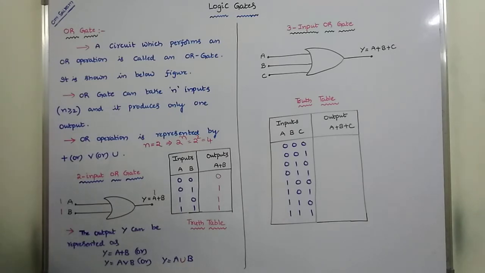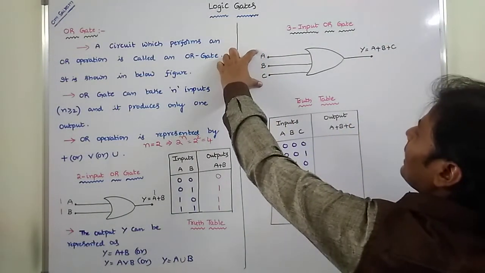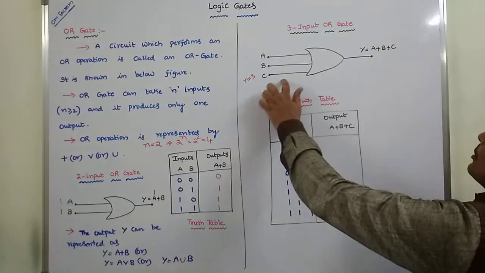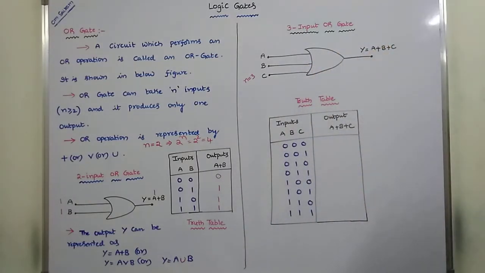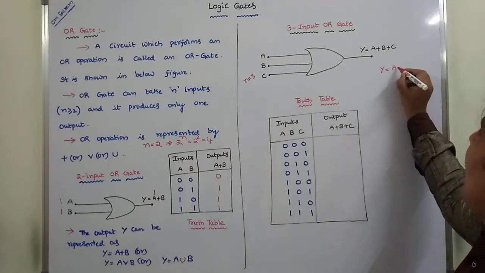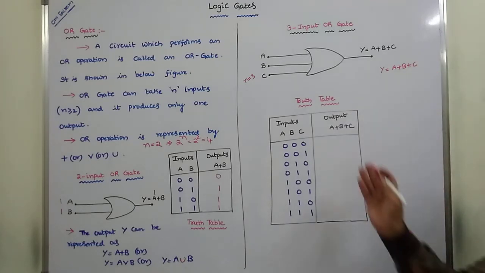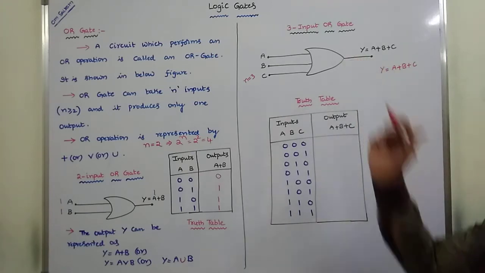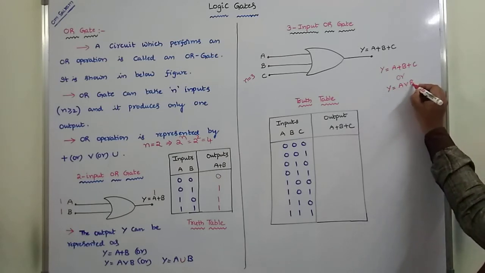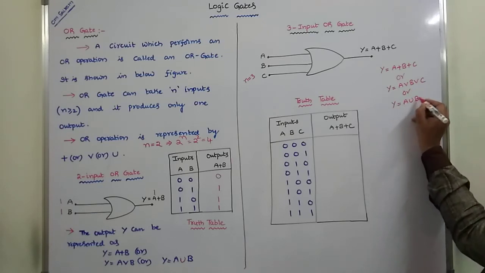Okay, next. This is the 3 input OR gate. It can take 3 inputs, that is n is equal to 3. 3 inputs we apply to the OR gate and it produces only one output, that is Y. So here Y is equal to A plus B plus C. This is one way of representing the output for the three inputs applied to the OR gate. Or Y is equal to A V B V C. Or Y is equal to A union B union C.